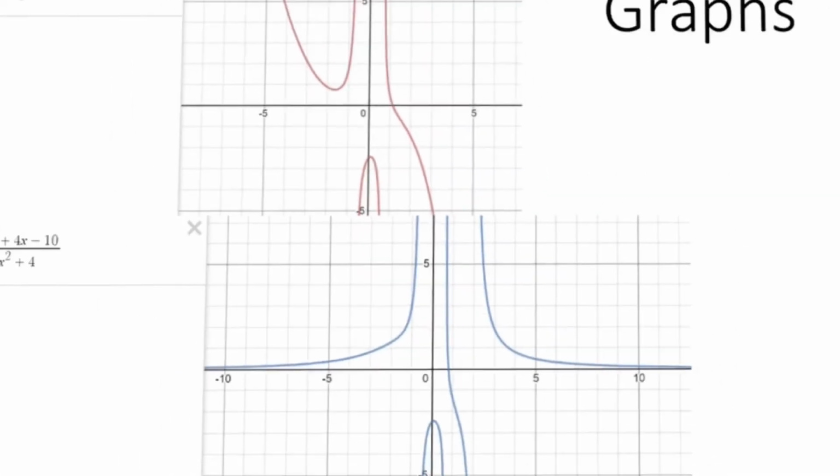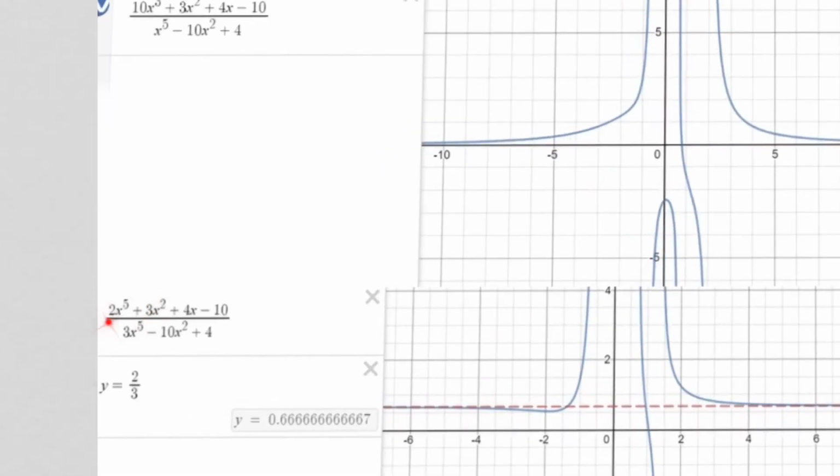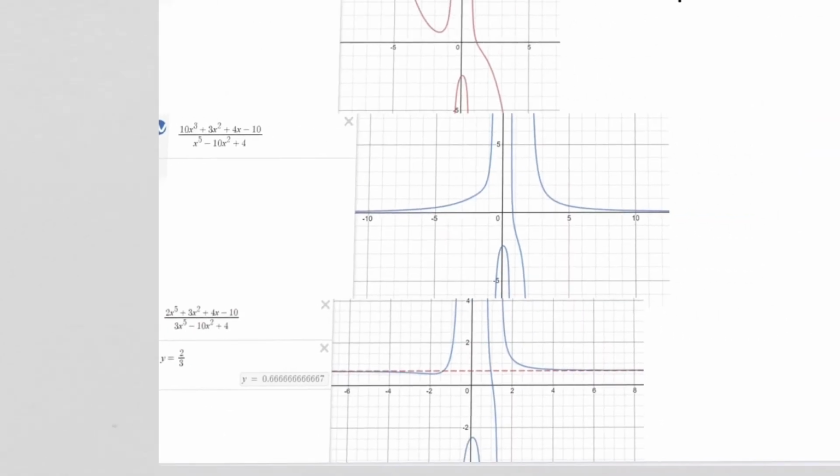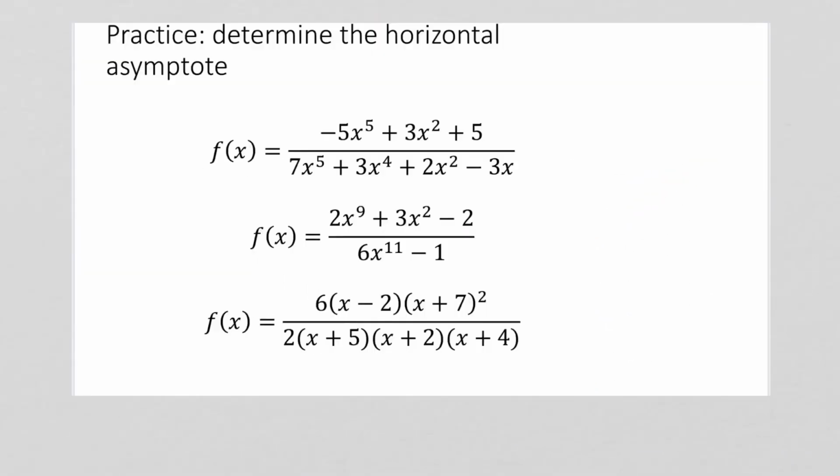A horizontal asymptote at y equals 0. And then here, they're matching, and then we have a 2 out front versus a 3 out front. So then we're going to approach 2/3 as x goes to infinity, and you can see that we're approaching 2/3. Okay, as x becomes bigger, we get closer to that 2/3 line. So here's a few practice problems you can try. Pause the video, try to determine the horizontal asymptote, unpause for answers.